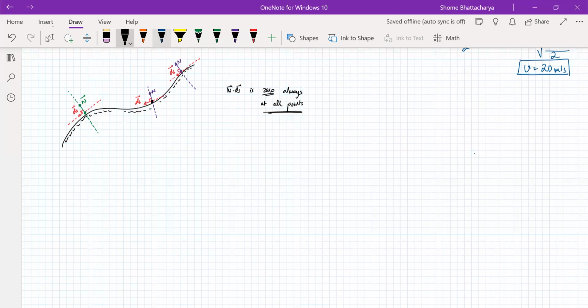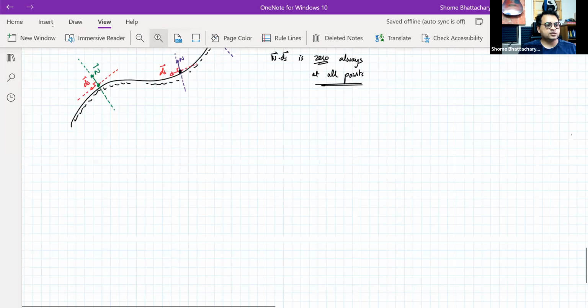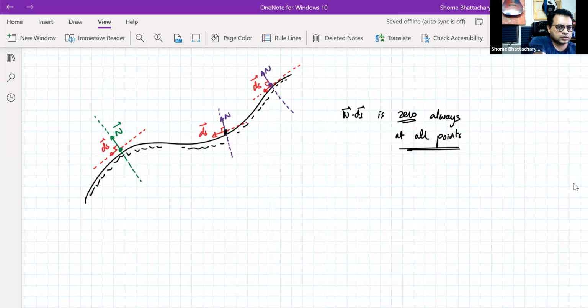Okay, sir. Now next we come to a very important classification of forces. We divide forces into two categories based on some property of their work done, and that is conservative versus non-conservative forces.